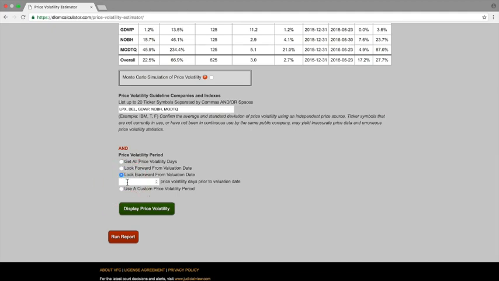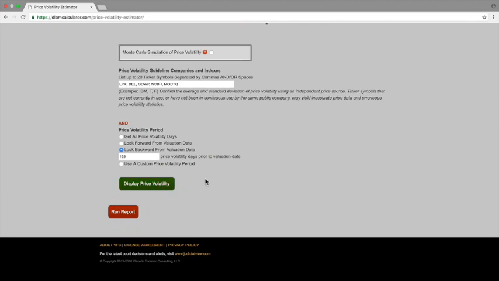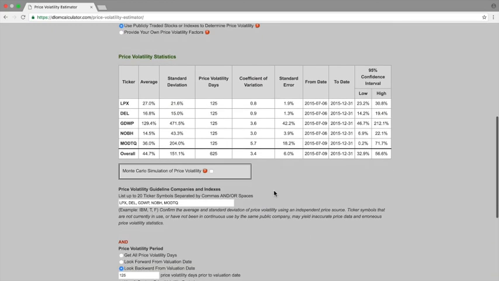For demonstration purposes, let's enter 125 trading days in the field and click Display Price Volatility. This causes the Price Volatility Statistics table to be updated for the 125-day restriction. We see that the date range now begins July 6, 2015 and ends December 31, 2015.